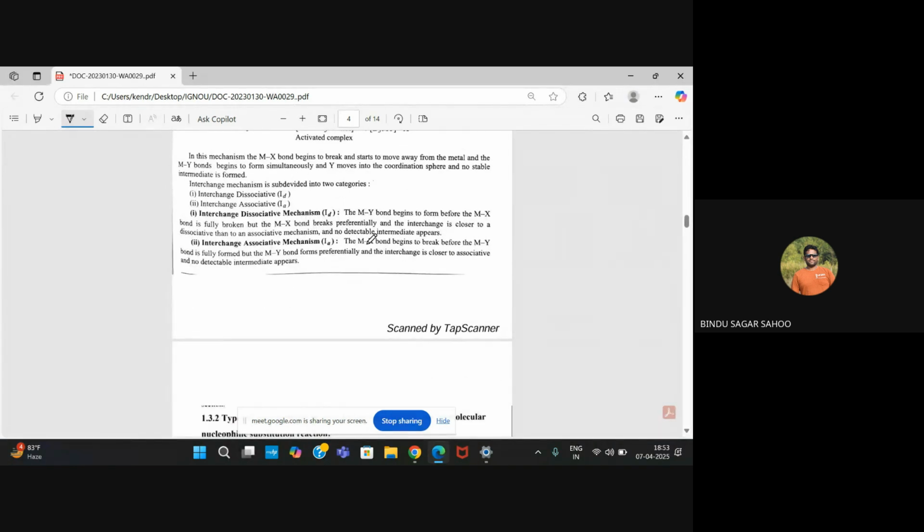Similarly, in the interchange associative mechanism, you can check here. The MX bond begins to break before the MY bond is fully formed. That means in the associative mechanism, the bond formation process starts initially. That means 90% of the MY bond starts to form as a new bond with the metal complex. After the 90% formation of the MY bond, the MX bond begins to break from the complex. That means the majority part is the bond forming part, the MY bond formation. That's why this is called the interchange associative mechanism, or IA. So it is simple. You can understand it just like that: which part is the dominant part, and which part is the less dominant part.